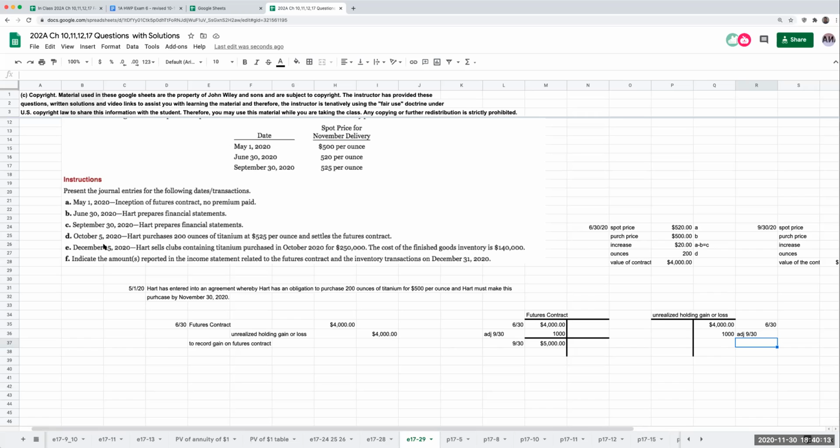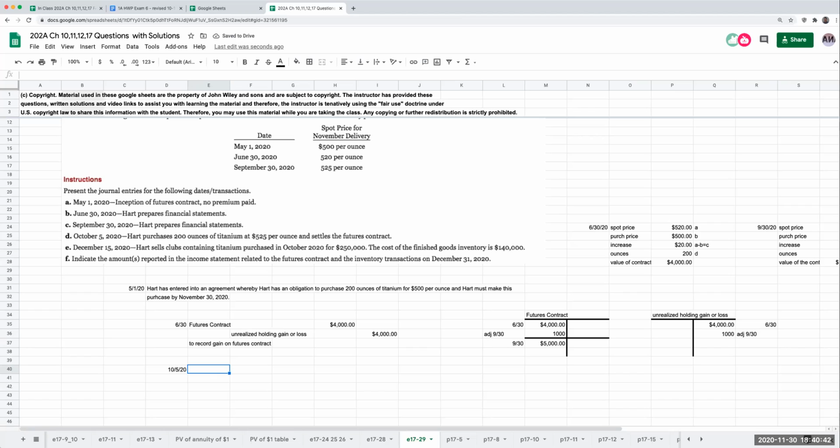On October 5th, 2020, Hart is purchasing 200 ounces of titanium at 525 per ounce and settles the futures contract. Okay, so on 10/5/2020, I have a few things going on here.